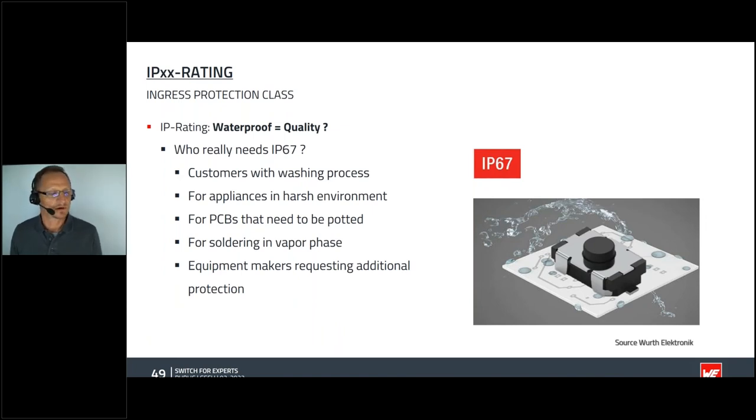And I was pushing too fast, and you can now read or see the answers. Who needs it? Customers, of course, with a washing process. If a washing process is behind your assembling of the PCB, then it could make sense, especially for appliances in harsh environments, for PCBs that need to be potted, because if there is uncleanliness on the PCB, the potting material won't just hold, even colors or safety covers. For soldering in vapor phase also, and especially for equipment makers that are requesting additional protection for their products.